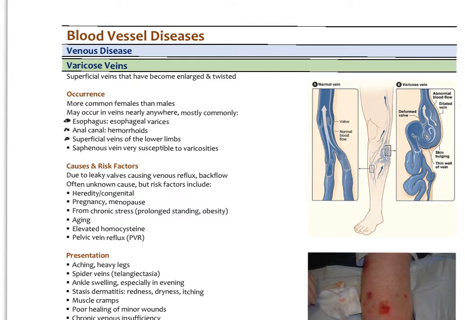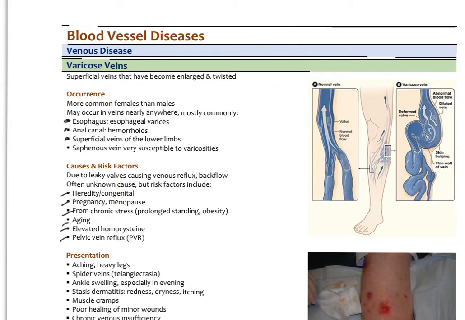We don't know the exact causes of varicose veins. Again, there are many things suspected. We see it run in different families, so we suspect genetic reasons. In hormone states like pregnancy and menopause, we see an increased risk. Chronic stress, prolonged standing, obesity, aging, elevated homocysteine, and pelvic vein reflux would all be things that have been hypothesized.